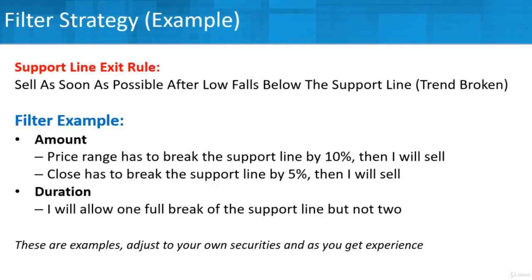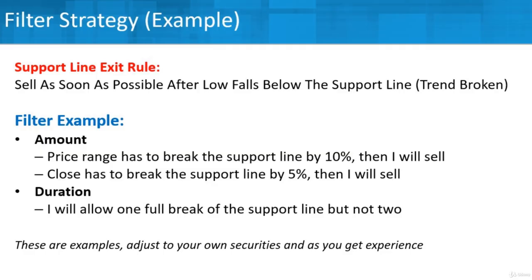Or I might say not only the range, the actual final close has to break the support line, and it needs to not only break the support line, but do it by, let's say, 5%. Then I will sell. By the way, these numbers, 10%, 5%, are not etched in stone. You can use your own numbers, and you'll want to, as you learn your securities or the universe of securities you're trading. You might make those numbers lower or higher, depending on your risk level and how much profit you want to book.